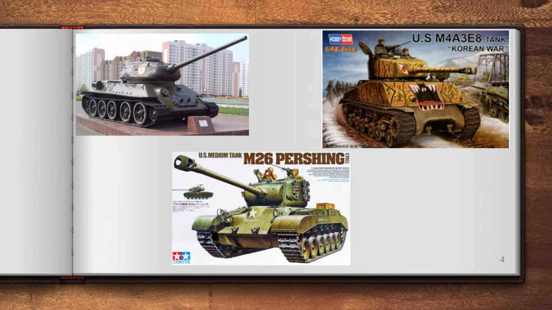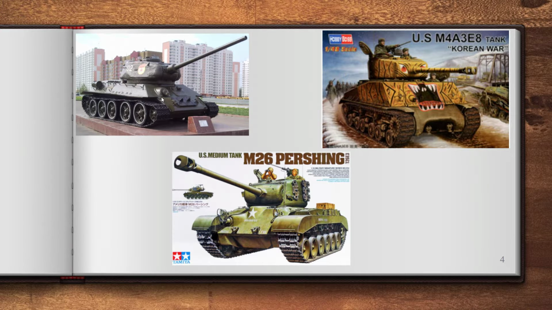So the tank on the top left is a T-34 tank. It's a Soviet tank, and it's what the North Koreans used. It was a tank with very heavy armor. So the South Koreans and the Americans were at first afraid of this tank since the South Koreans didn't have tanks. So this is literally just like a very heavy armored vehicle.